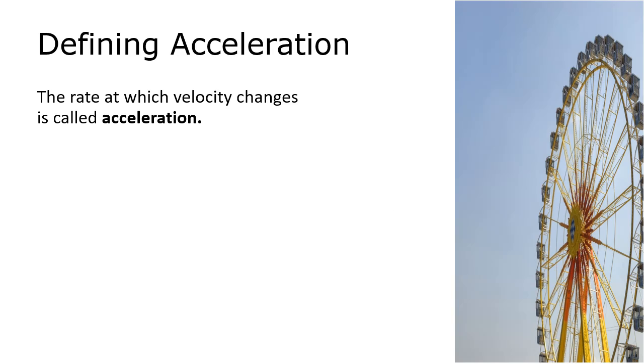The Ferris wheel constantly changes velocity as it rises and falls. Describing changes in velocity and how fast they occur is a part of describing motion. How are changes in velocity described? The rate at which velocity changes is called acceleration. In other words, acceleration is how fast is something going faster.